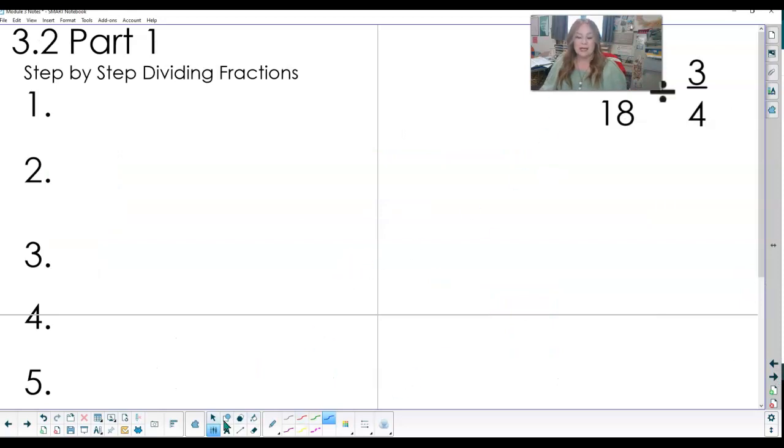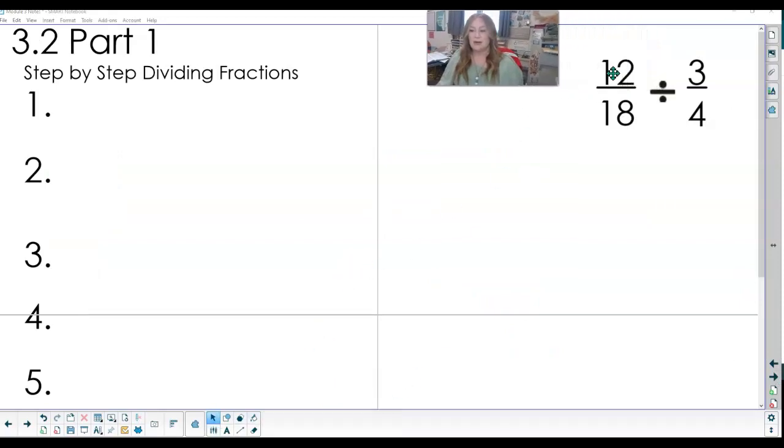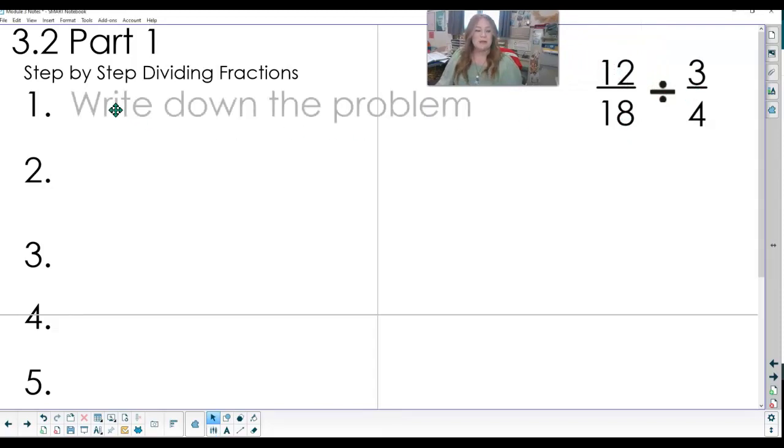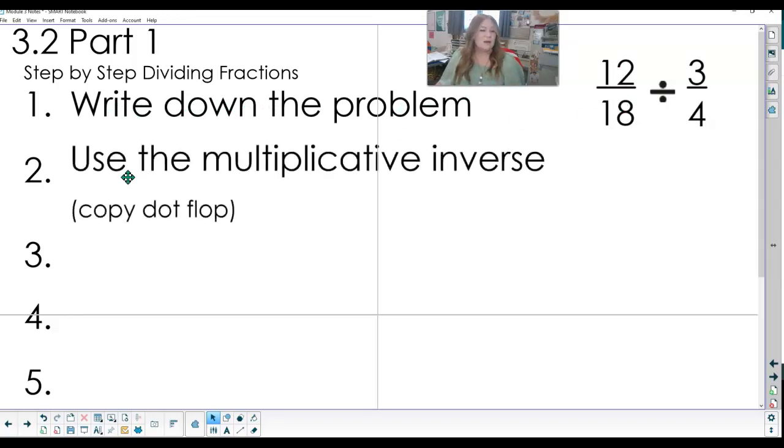So let's take a look at this problem here. We have 12/18 divided by 3. The first thing we want to do is write down the problem. So it's been written down for us here. Second, we want to use the multiplicative inverse or copy, dot, flop. So we copy the first one down. We keep the first one the same. We change the divide sign to a dot, right? We're now multiplying. Opposite of divide is multiply.